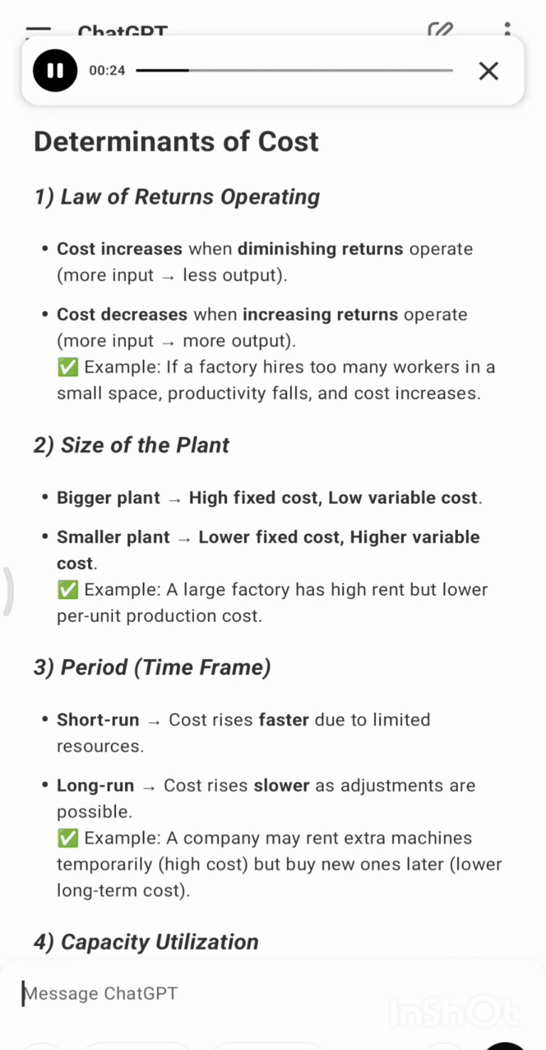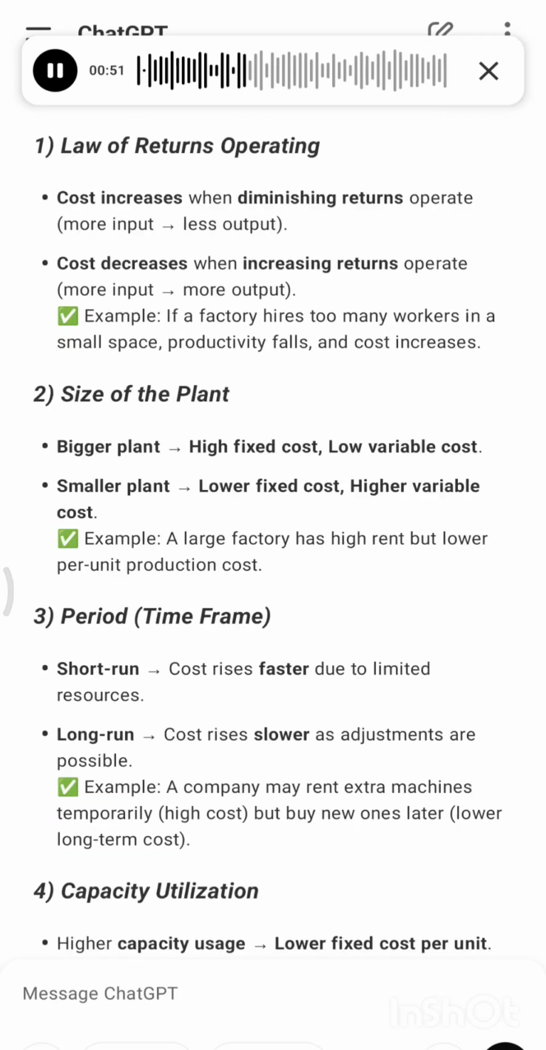Bigger plant, high fixed cost, low variable cost. Smaller plant, lower fixed cost, higher variable cost. Example, a large factory has high rent but lower per unit production cost. 3. Period, time frame. Short run, cost rises faster due to limited resources. Long run, cost rises slower as adjustments are possible. Example, a company may rent extra machines temporarily, high cost, but buy new ones later, lower long-term cost.